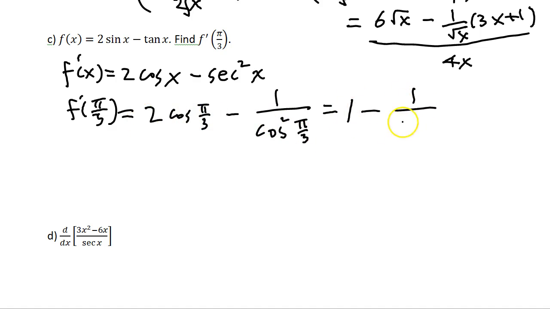So 1/2 times 2 is 1. Minus 1 over 1/2 squared, which is 1/4. And you can use keep, change, flip, or just simplify this. It gives you 4. So 1 minus 4 gives you -3 as the answer.